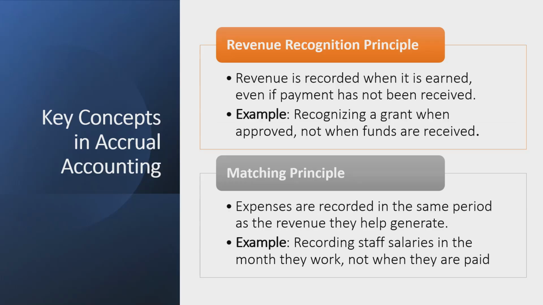The two key concepts in accrual accounting are the revenue recognition principle and the matching principle. The revenue recognition principle states that income should be recorded when it is earned, not when payment is received, ensuring that financial reports reflect the true timing of revenue. The matching principle requires that expenses be recorded in the same period as the related revenue, giving a more accurate picture of profitability and aligning costs with income.